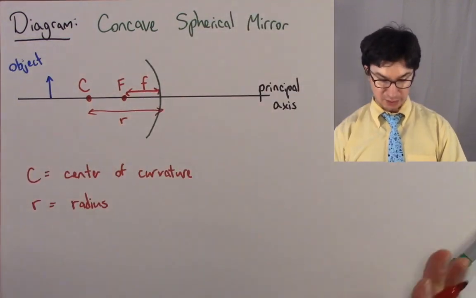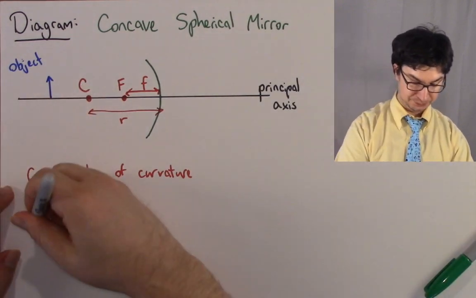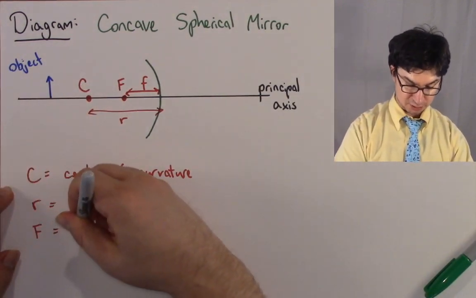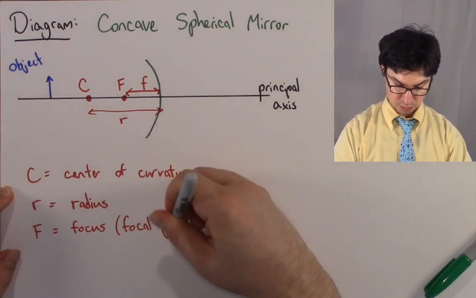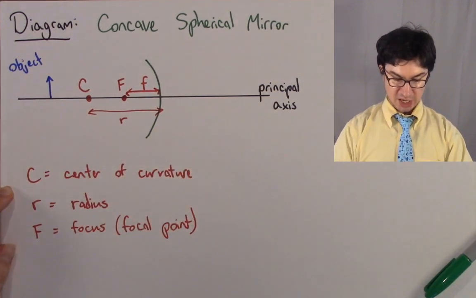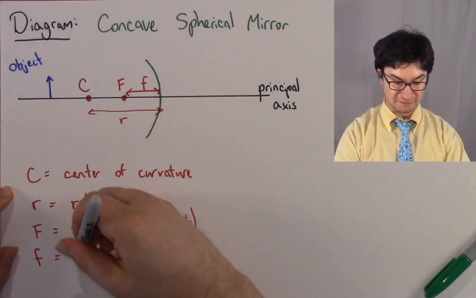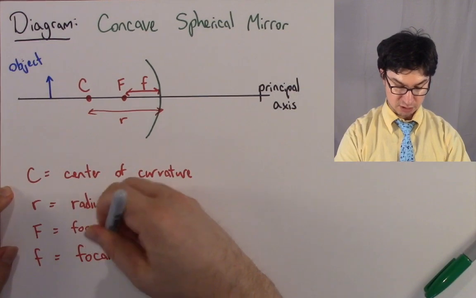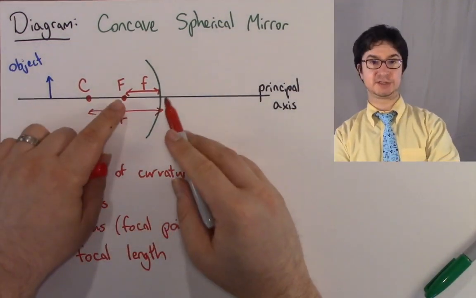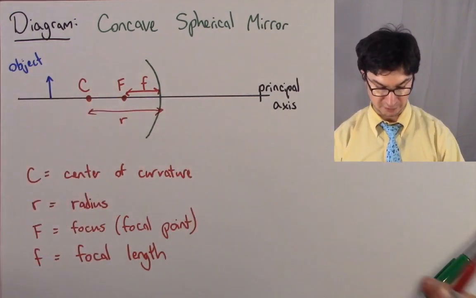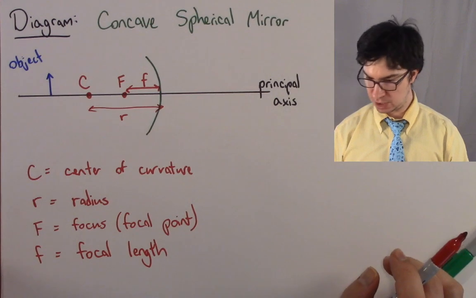So notice there's a lot going on here, right? We got capital C as the center of curvature, we got capital F is the focus, also called the focal point, and the lowercase f is called the focal length. And the focal length, again, is the distance from the mirror to the focus. All right, so we're really getting there. We've got a lot going on here.